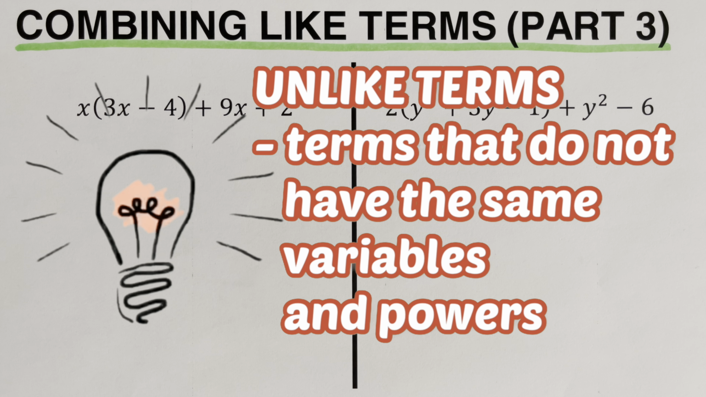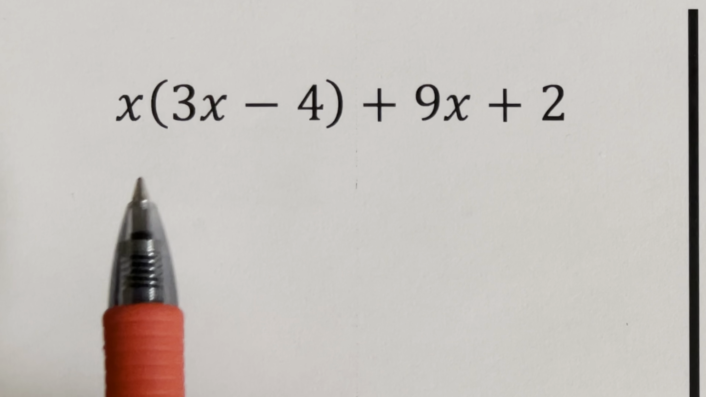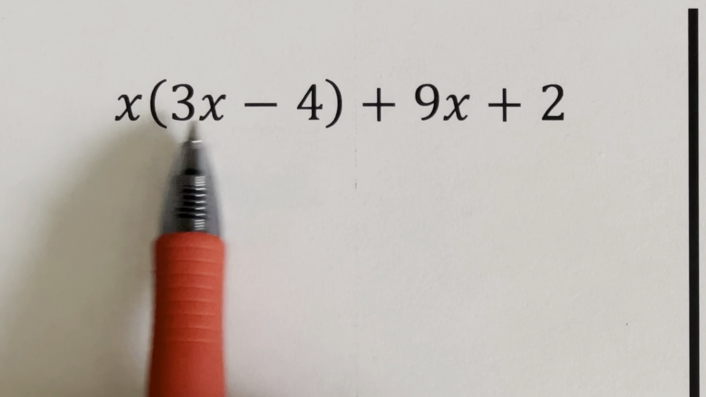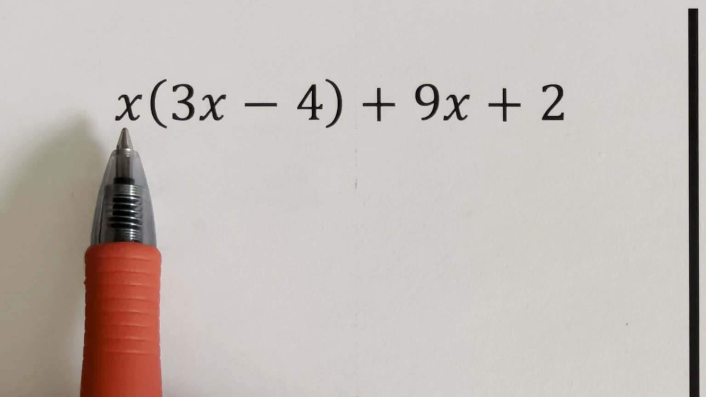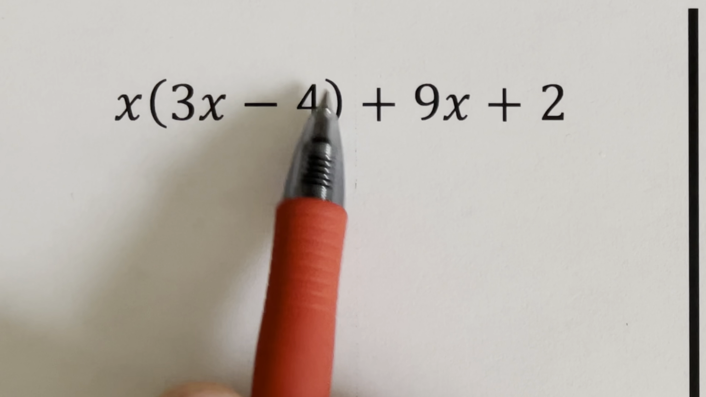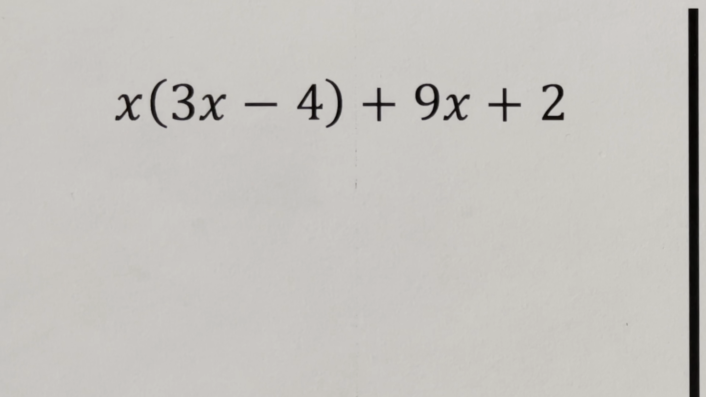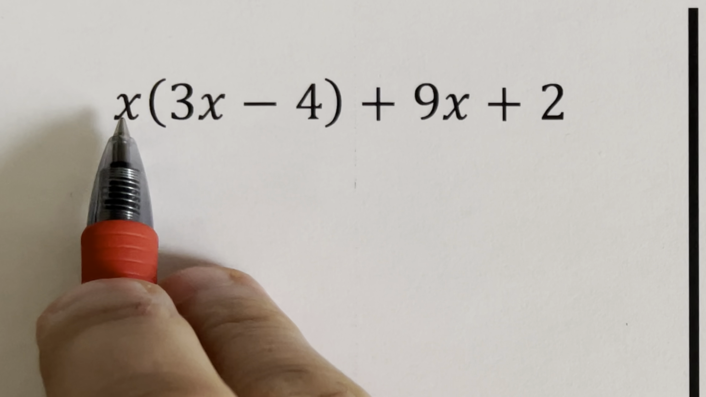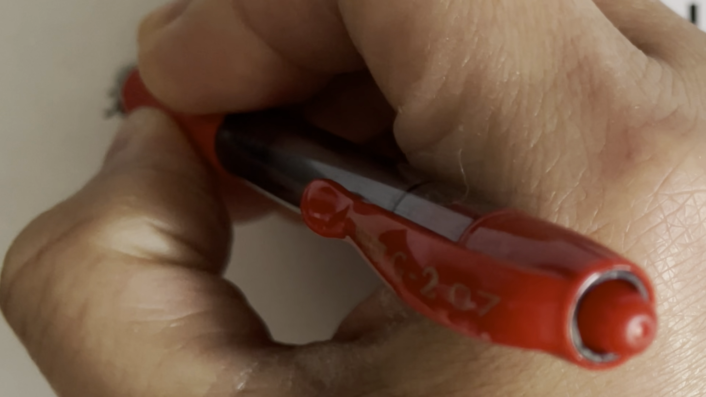Now, let's take this first example right here. Before we can combine this expression and simplify it, we are supposed to get rid of the parentheses. One way to do that is to use the distributive property. So this x on the outside shall be distributed to each of the terms inside the parentheses.